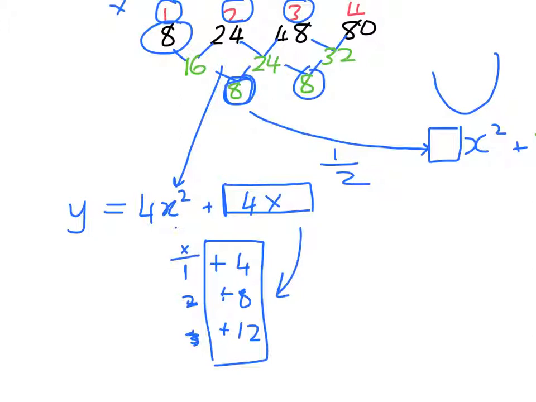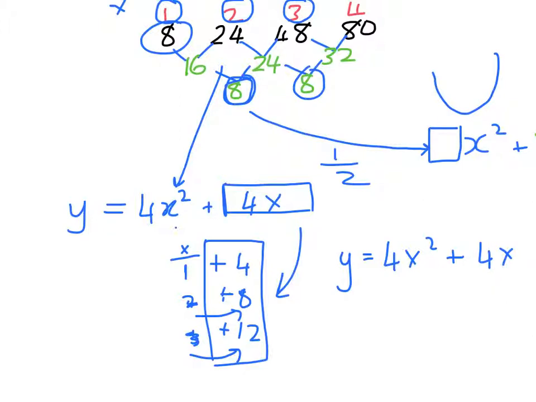Okay, my x is 1. 1 times 4 is 4, I get a 4. When x is 2, I get an 8. When x is 3, I get a 12. And so that means that this part of the pattern must be 4 times x. So overall, my formula is y equals 4x squared plus 4x.